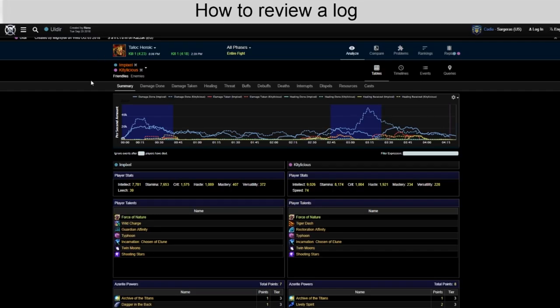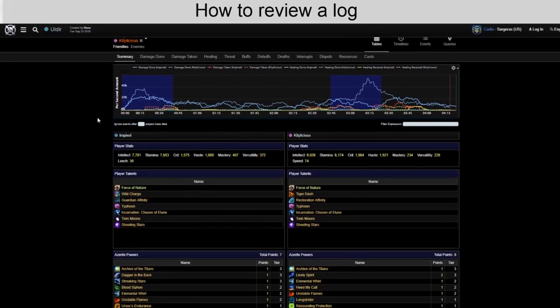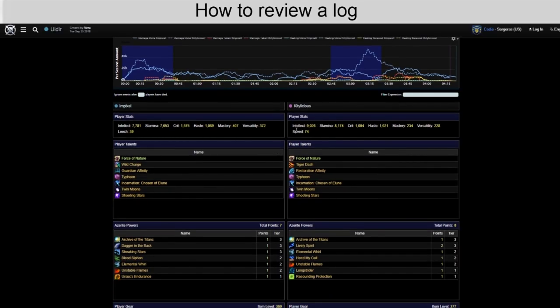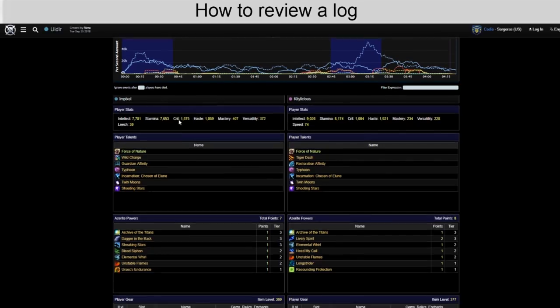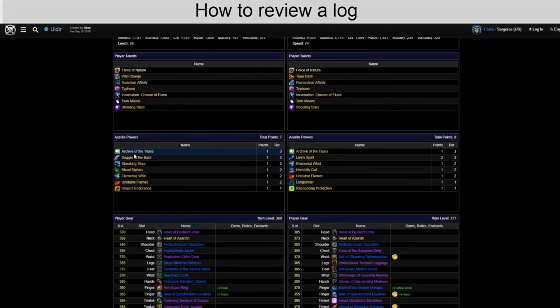All right, so we got the compare tool. We compared two logs that have similar kill times between I'm Pixel and Kittylicious. First off, we're going to look at the talents, and we're also going to look at the stats. What you can see on the right-hand side is that Kittylicious is significantly more geared than Pixel, having about a 1,200 intellect gap. That's a pretty big deal, especially when you look at the item level. A 10 item level disparity is pretty big overall.